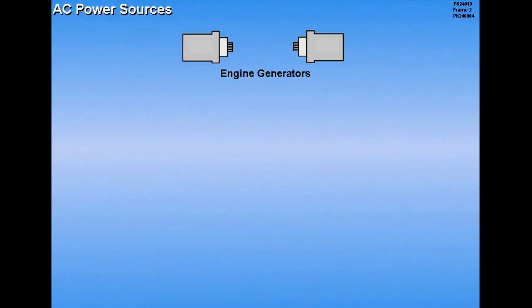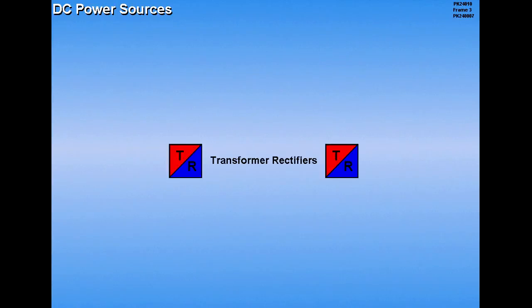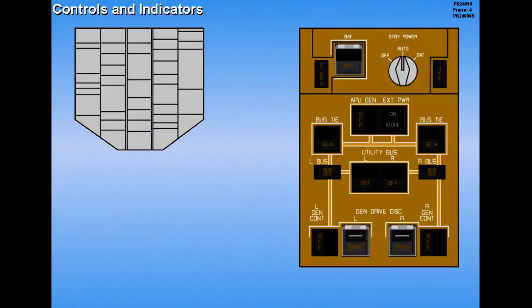AC electrical power can be supplied by the left and right engine generators, the APU generator, or an external power source. DC electrical power is supplied from the transformer rectifiers and an aircraft battery. A separate battery is provided for APU starting and operation. The controls and indicators for the electrical system are located on the overhead panel.